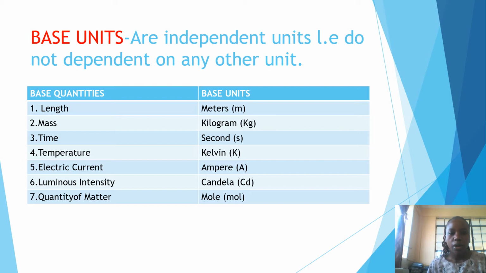So quantity number 1, we have length, whose unit is meters. Number 2, we have mass, whose unit is kilograms. Number 3, time, whose unit is seconds. Number 4, temperature, whose unit is Kelvin. Number 5, electric current, whose unit is amperes. Number 6, luminous intensity, whose unit is candela. Number 7, quantity of matter or amount of substance, whose unit is moles.